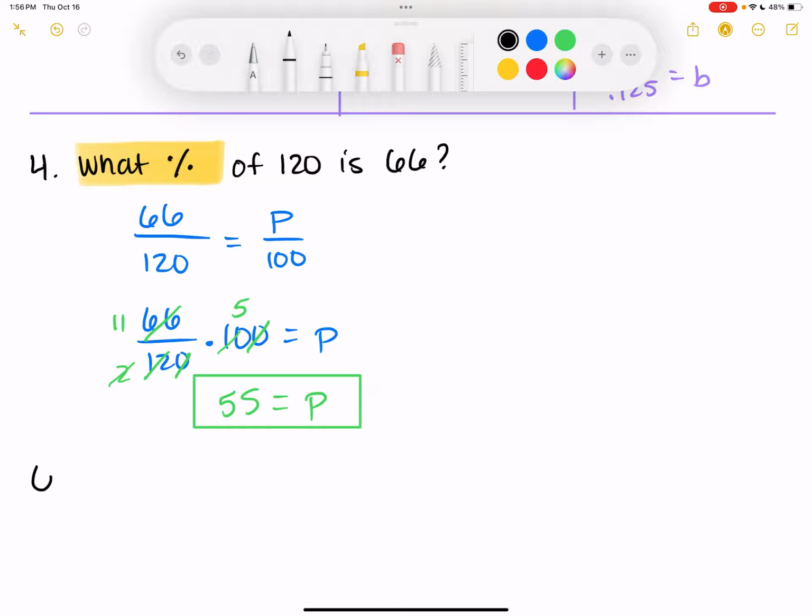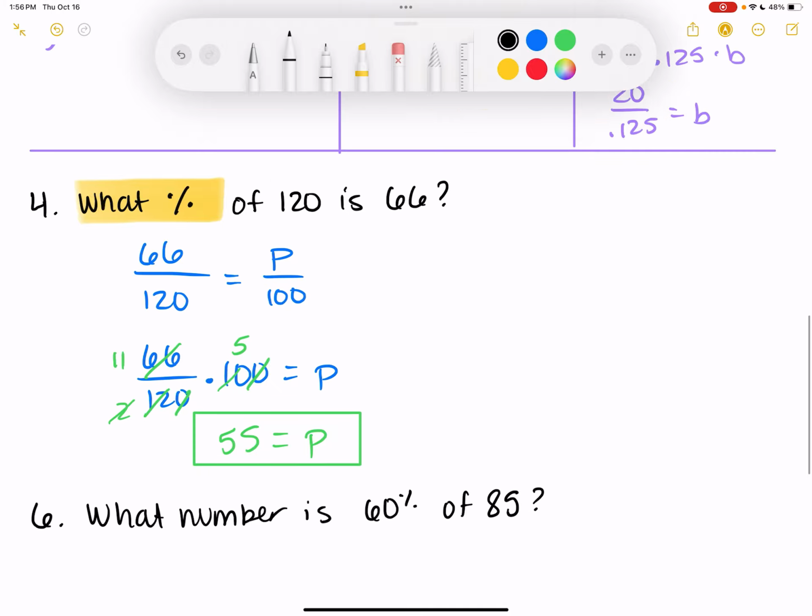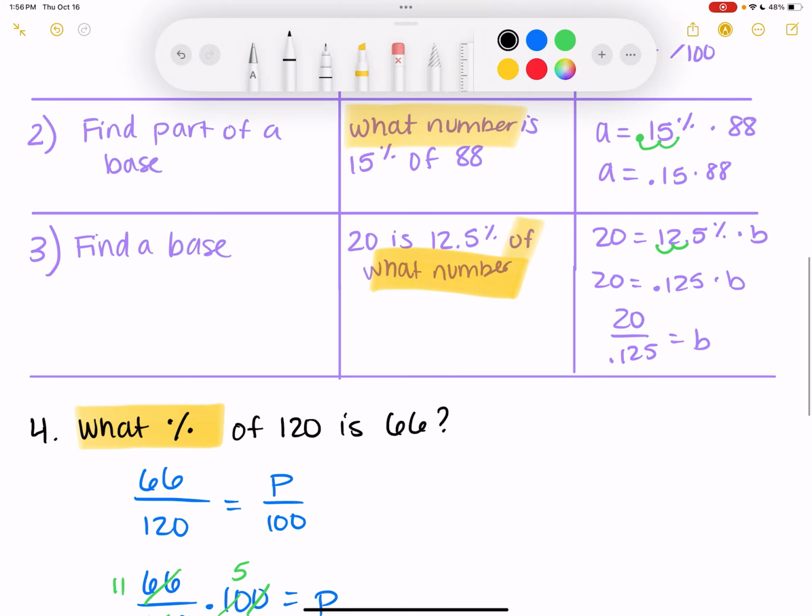Six. What number is 60% of 85? So this one is like what we had in part 2 of our notes here. So I'm going to have the percent value. I usually just go ahead and write it as a decimal and then multiply it by whatever the number is.